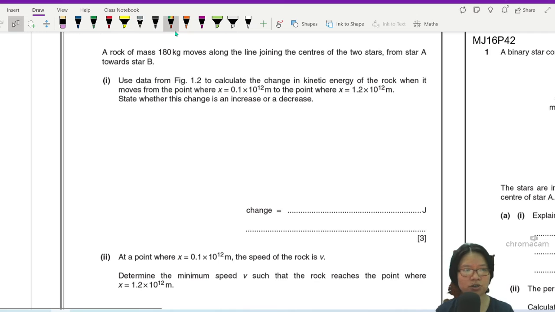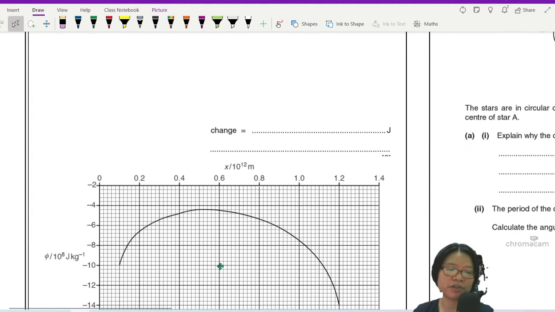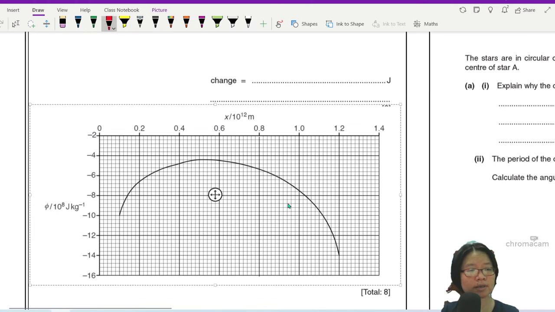A rock of mass 180 kg moves along the line joining the centers. Using the data of figure 1.2, calculate the change in kinetic energy of the rock when it moves from 0.1 to 1.2. State whether the change is an increase or a decrease. This is a pretty good question. I'm going to steal the graph from the website to get a clearer one. Okay, so I have the graph down here for easy reference. We are going to move it from 0.1 to 1.2. Okay, 0.1 is here.